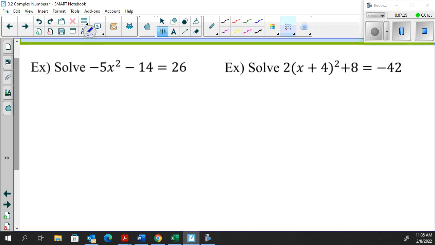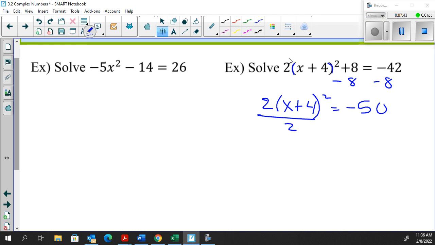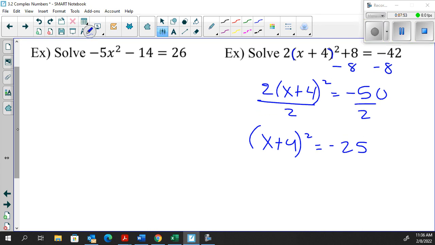Okay, I got to get this by itself. What do you want to do? Subtract 8. Now what? Divide by 2, I get (x plus 4) squared equals -25. Square root it. Okay, remember, you are not going to distribute. You're not going to distribute that. You're not going to do it. You are going to just take the square root.